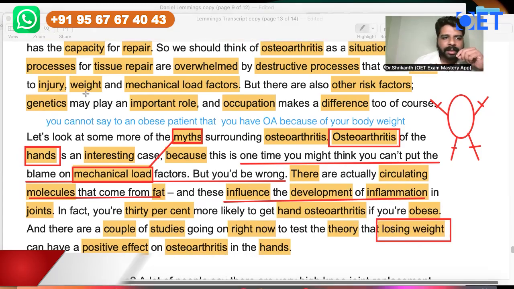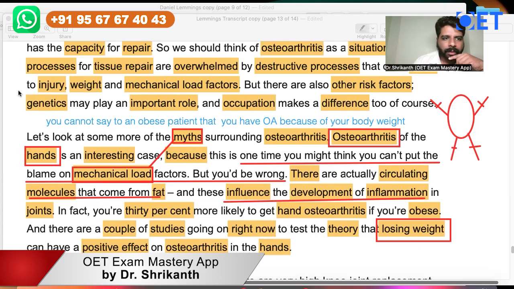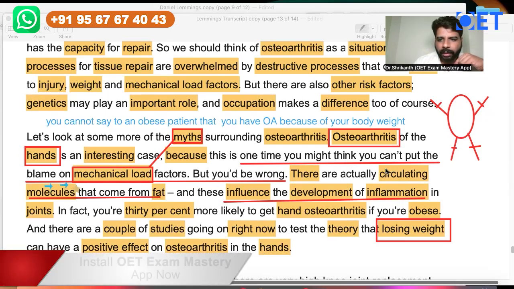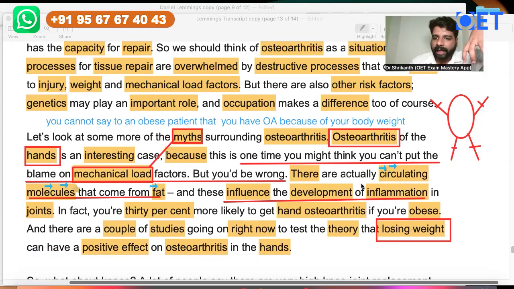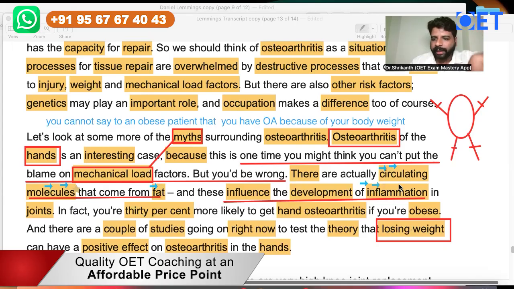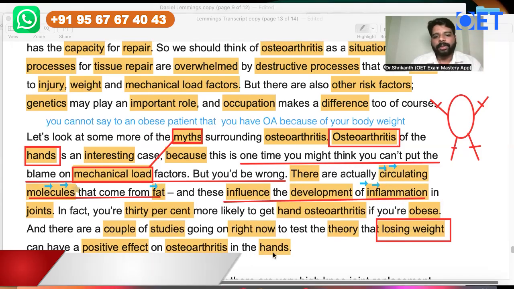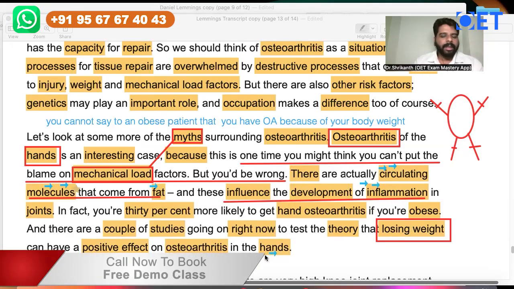If we lose weight, these chemical molecules, this one. Okay, so these molecules over here, these circulating molecules that come from fat, will decrease. If a patient is losing weight, then these circulating molecules will decrease. And if this decreases, what will happen? The development of inflammation will also decrease. Right. So if the inflammation is decreasing, then that will have a positive effect on the osteoarthritis of the hands. Okay, so this is a very, very complex question.